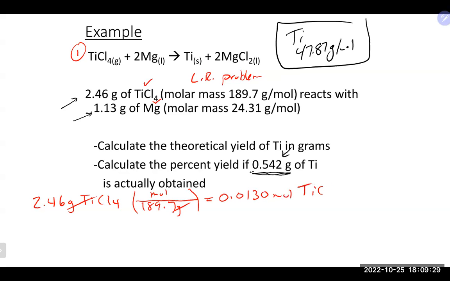Or TiCl4. We're going to do the same thing for our magnesium, starting with our 1.13 grams. Once again, using the molar mass from the periodic table as a conversion factor, 24.31 grams per mole. Grams here will cancel. 1.13 divided by 24.31 gets us 0.0465 moles here.